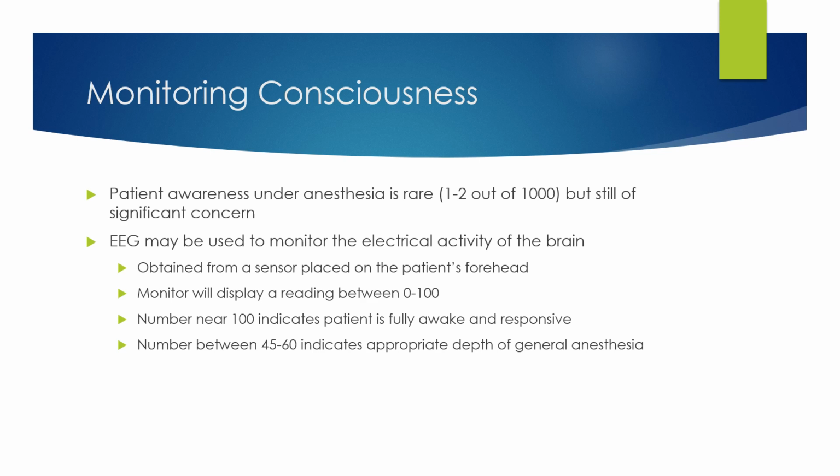So an electroencephalograph, or an EEG, may be used to monitor the electrical activity of the brain. It's obtained from a sensor that can be placed on the patient's forehead. The monitor will display a reading between 0 and 100. Numbers near 100 indicate the patient's fully awake and responsive. And any number between 45 to 60 usually indicates our ideal depth of general anesthesia, where they are not aware of what's going on.